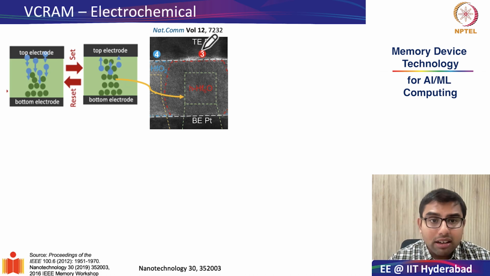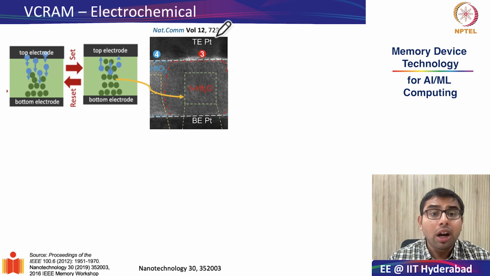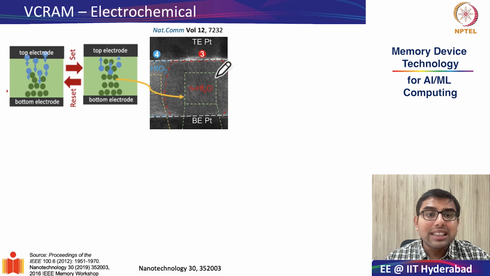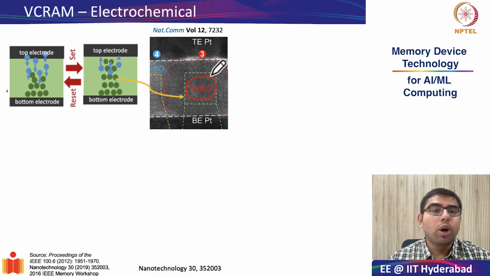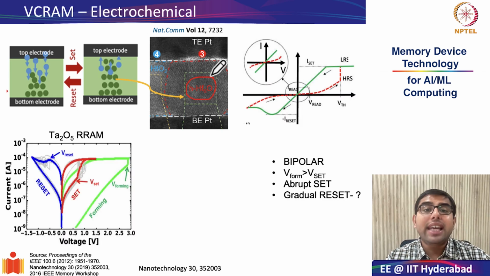microscope. So this is a transmission electron microscope image of a cross-section of a platinum, hafnia and platinum device. And as you can see, during the set cycle, there are some oxygen-deficient areas which constitute the filament. Okay, with this physical understanding, let us now see what is the impact on IV characteristics.